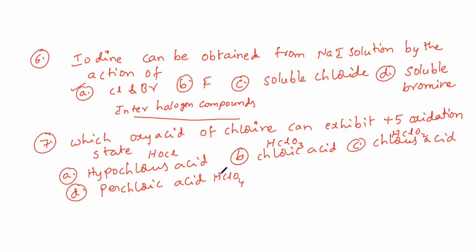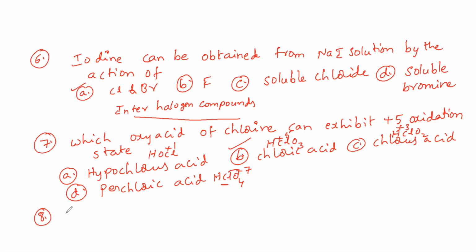The answer is chloric acid because it shows the +5 oxidation state. Chlorous is +3, hypochlorous is +1, and perchloric we already know is +7. So the answer is the second option. Questions like these you may expect in the examination.